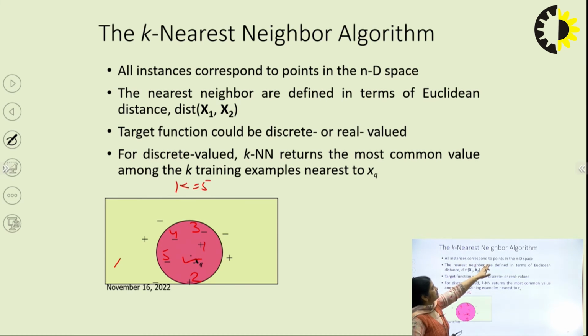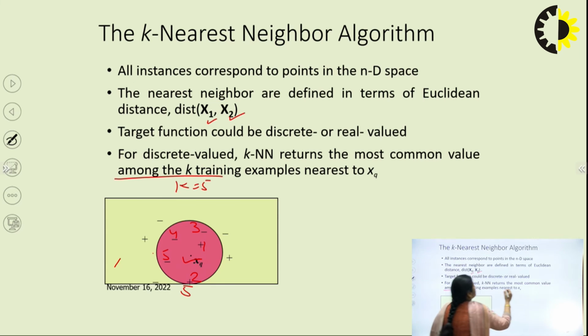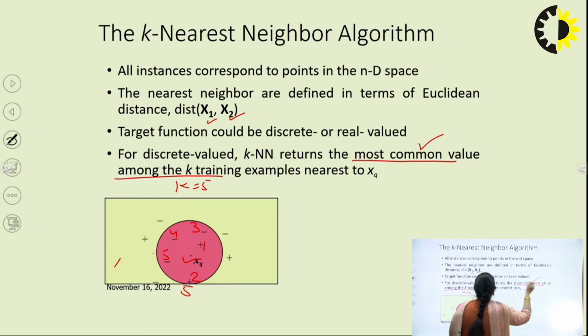All instances correspond to points in the n-dimensional space. The nearest neighbors are defined in terms of Euclidean distance. We will find the Euclidean distance between 2 points, and by selecting the minimum 5 distant points, we got these 5. The target function could be discrete or real valued. For discrete valued, KNN returns the most common value among the k training examples. What it returns? The most common value.